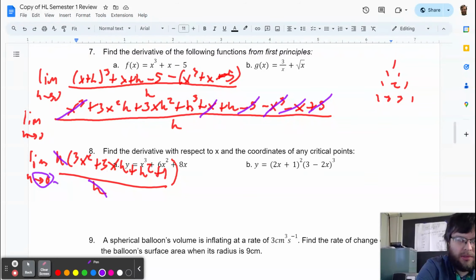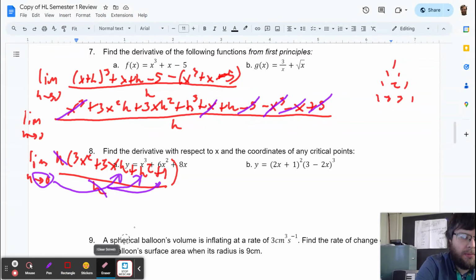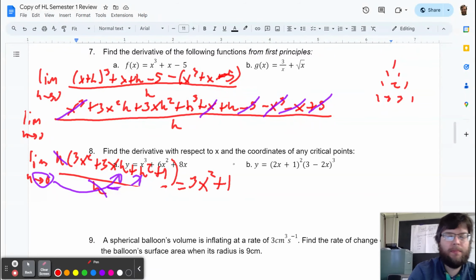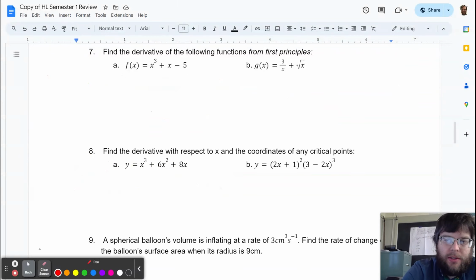And now you can substitute your limit in for the h values remaining. Sorry, not for that. You can't plug it in for 1. That's silly. But you can plug it in for the h values there. And so you end up with a final answer of 3x squared plus 1. Great.